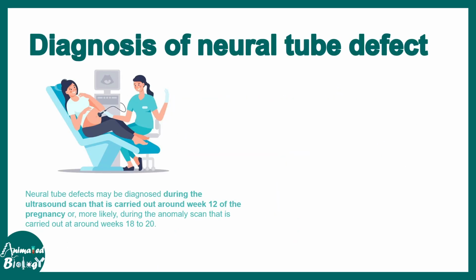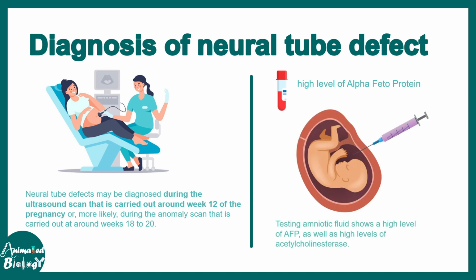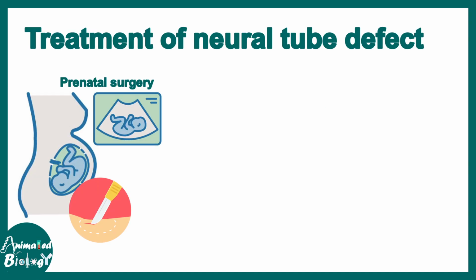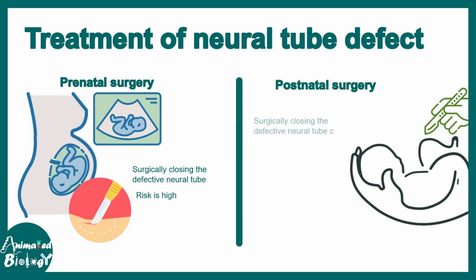Now, diagnosis can be done using ultrasonography. Also, there are biomarkers such as alpha fetoprotein, which can be detected from the amniotic fluid or even in the blood. High level of acetylcholinesterase is another biomarker. Treatment options involve prenatal surgery, which is dangerous, but surgically closing the defective neural tube is one of the options. In some cases, doctors also prefer to do a postnatal surgery, and surgically closing the neural tube is the only option, which can minimize the risk of meningitis and other infections in later age.